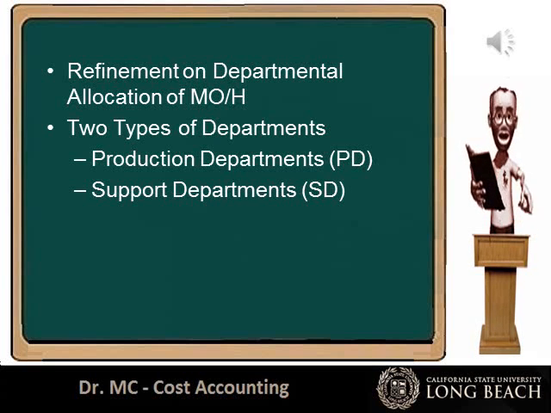These departments provide services that allow the production departments to do their job. A firm's human resources department is an example of a support department. The HR department doesn't produce a product or service, but they allow the firm to operate and the production departments to do their job. Another example of a support department would be a maintenance department.